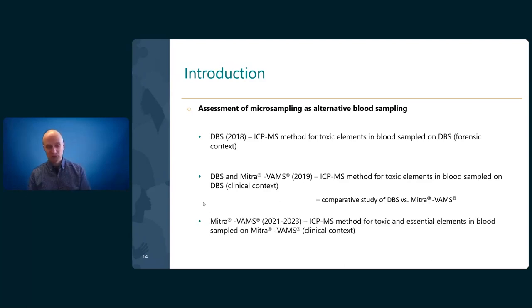So we started in 2021. Obviously, there was a pandemic in 2020, so it was not possible to have students working on projects. But we started in the fall of 2021 for a master project. And the goal was to develop and validate a method for toxic and essential elements in whole blood, obviously collected on VAMS in a clinical context. So this is the history of how we started working with microvolumes here at the CIPRIAN.